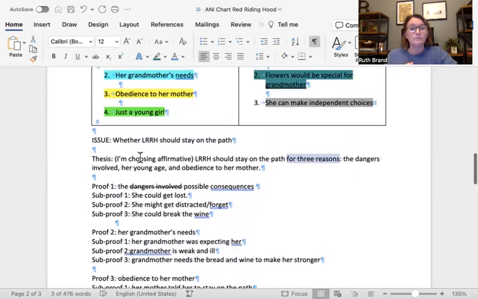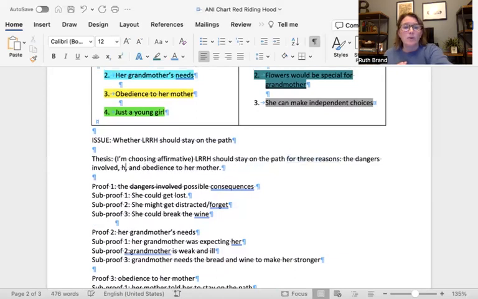Okay. I gotta change that because you know what? I decided to change my mind and I went with grandmother's needs. And you can do that. It's all part of the thinking process, but I forgot to switch that. Grandmother's needs. And maybe I should say her grandmother's needs. There. Little Red Riding Hood should stay on the path for 3 reasons. The dangers involved, her grandmother's needs, and obedience to her mother. Well, you know what? I also changed my wording there. I put possible consequences. So I'm going to change it here too.